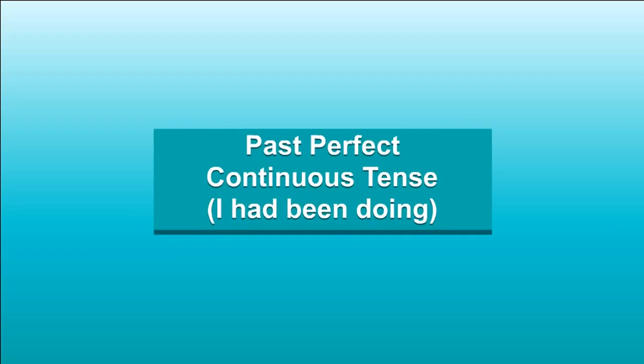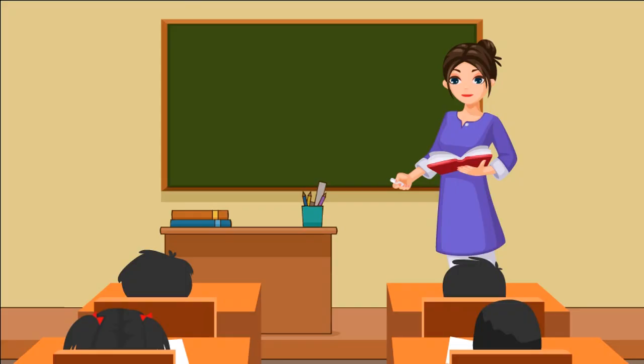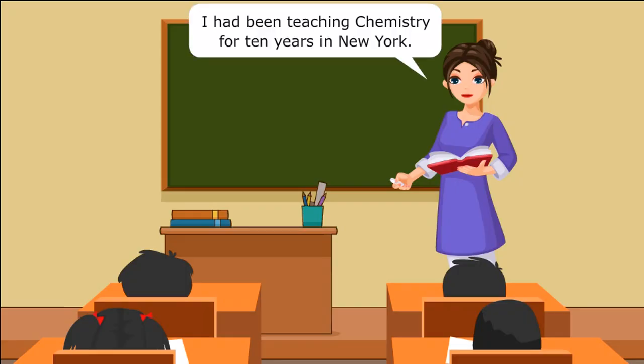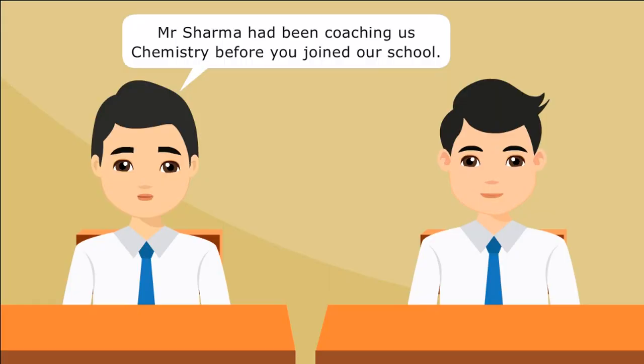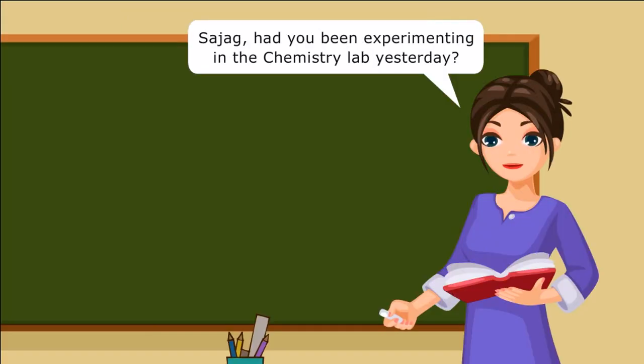Past perfect continuous tense. I had been doing. I had been teaching chemistry for 10 years in New York. Mr. Sharma had been coaching us chemistry before you joined our school. Sajag, had you been experimenting in the chemistry lab yesterday?